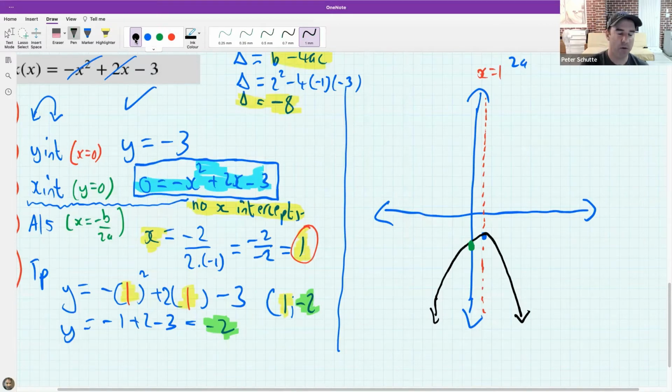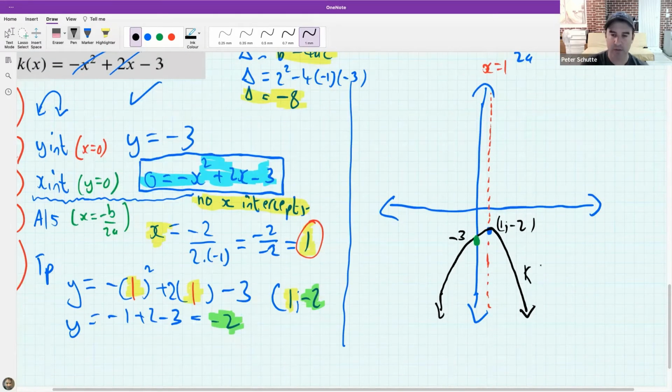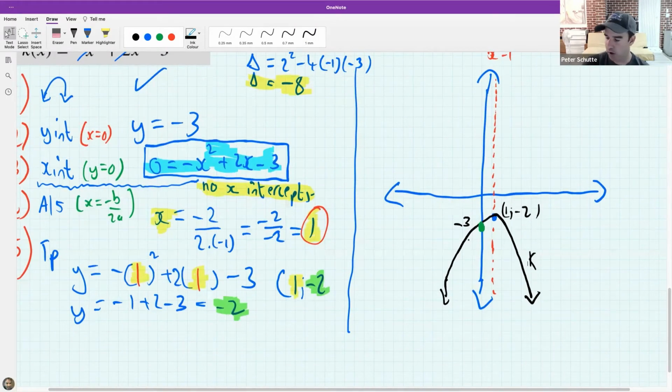The last step that we need to do is label. We're going to label this minus 3 over here, and then we're going to label the turning point (1, minus 2). And then the last step is we're going to label the graph, and it's going to be labeled K. And that's it, guys. This graph never cuts the x-axis. That's what I'm trying to show you, that my process works no matter what.